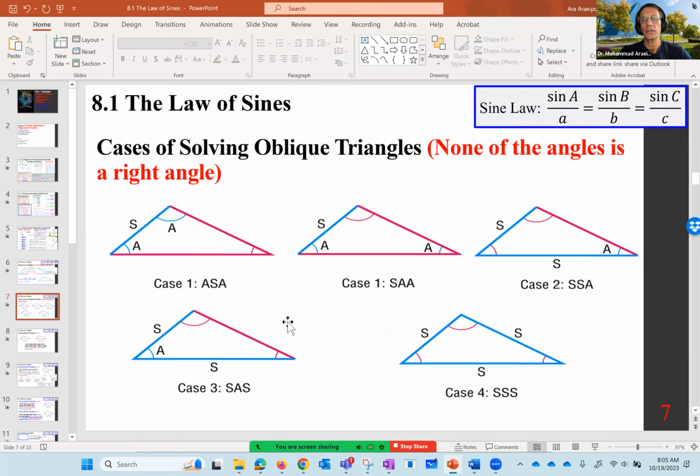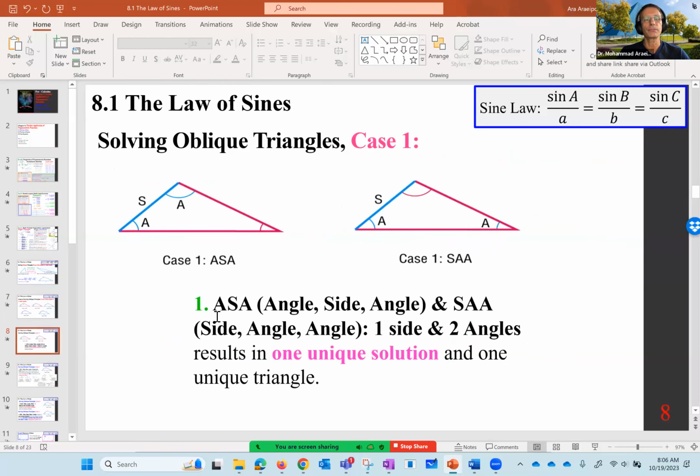There are different types of triangle and cases that we try to solve. Normally, 3 pieces are given, 3 pieces are missing. There are 3 angles, 3 sides. So we have 3, we want to find the other 3. So ASA, SAA, SSA, SAS, SSS. And of course, S refers to a side, A refers to an angle.